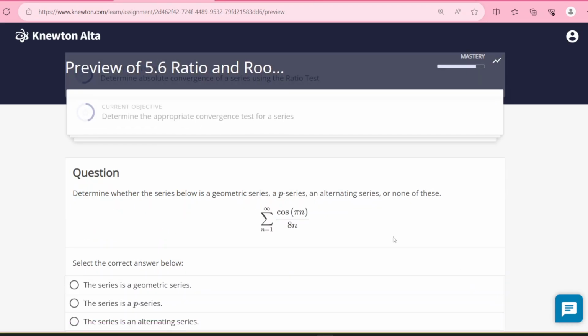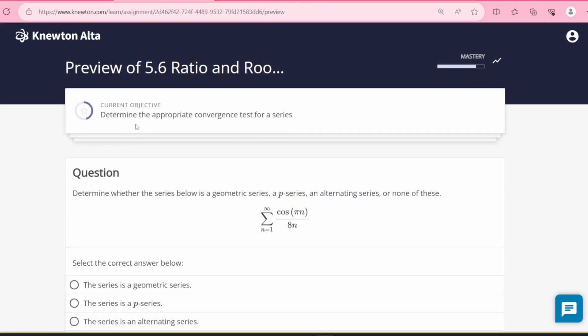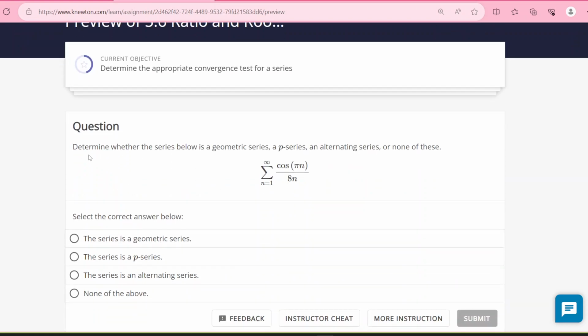Okay. So here's determine the appropriate convergence test, right? So do I use the ratio test? Do I use the root test? Or just the divergence test, or limit comparison test, or regular direct comparison, or integral test, or alternating series test, whatever. Here we're asked to determine whether the series below is geometric. All right, so this is like the very first example from the video. All they're asking us is if this is geometric or a p-series, or an alternating series, or none of those things.